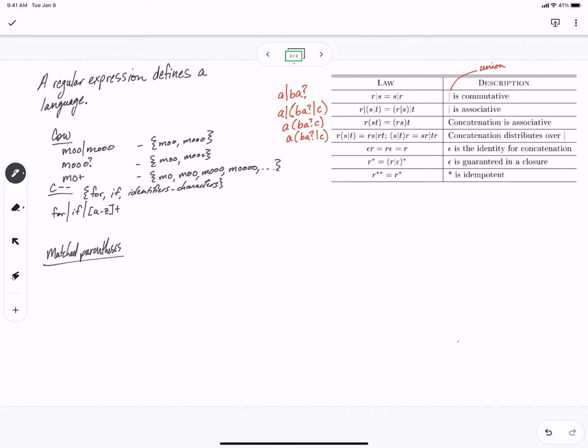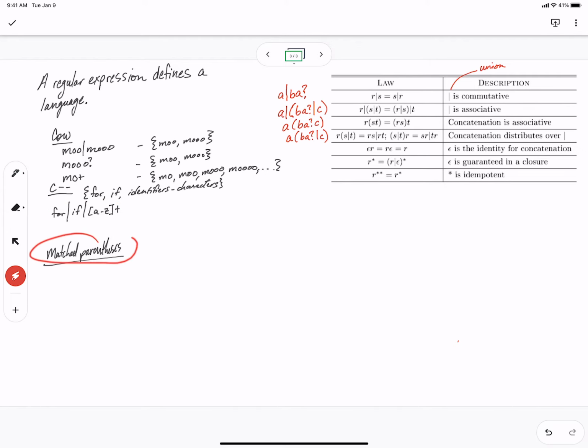Now, we have a number of languages here. This is a language of one word, or one lexeme, and a language here. And then we have a language here, and we're unioning those languages together.